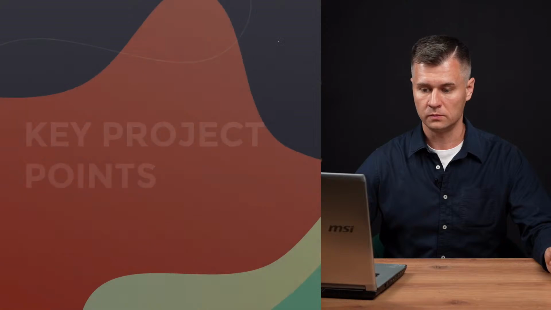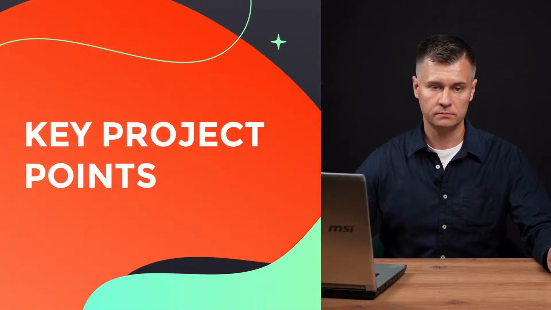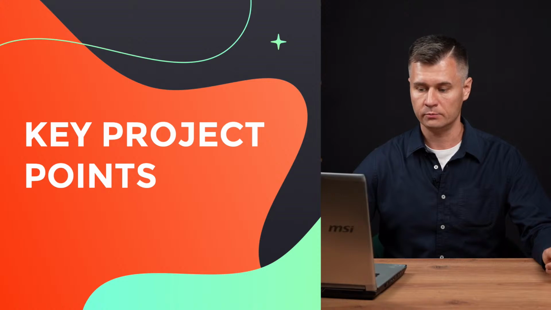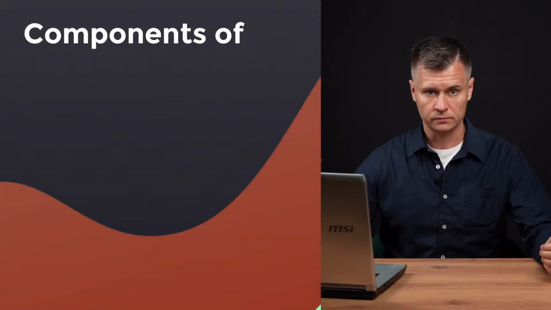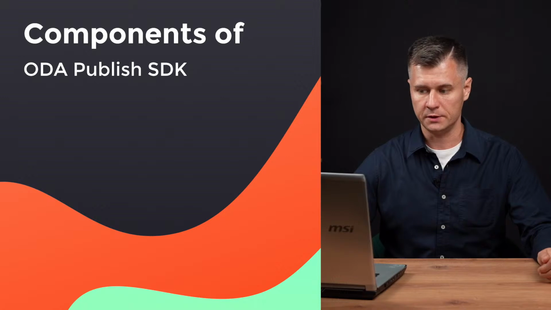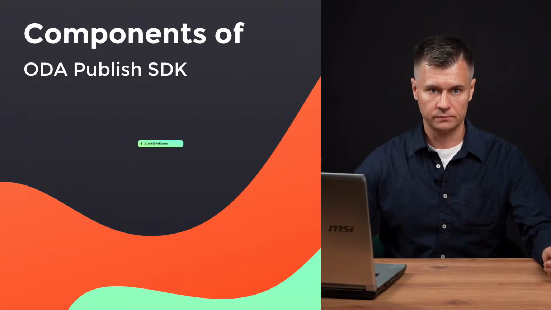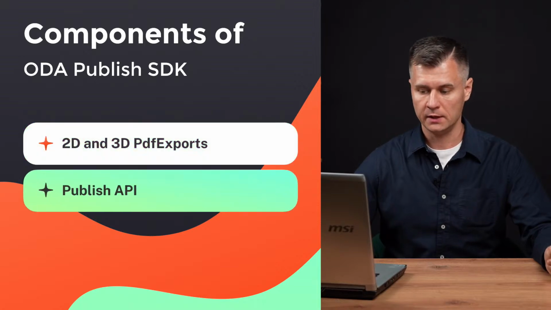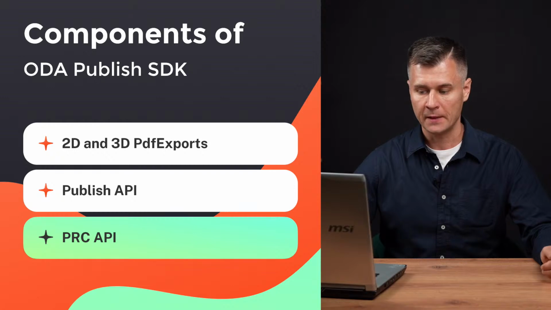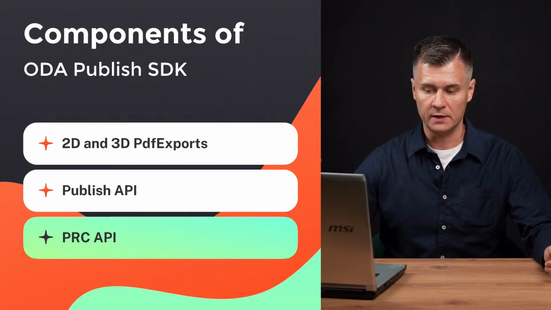Now, let's move next and discuss the existing key project points in more detail. The components of Publish SDK consist of the following. First, 2D and 3D PDF exports, Publish API, and PSC API. PDF export is probably the most well-known part. As for Publish and PSC API, we will provide more details later on.